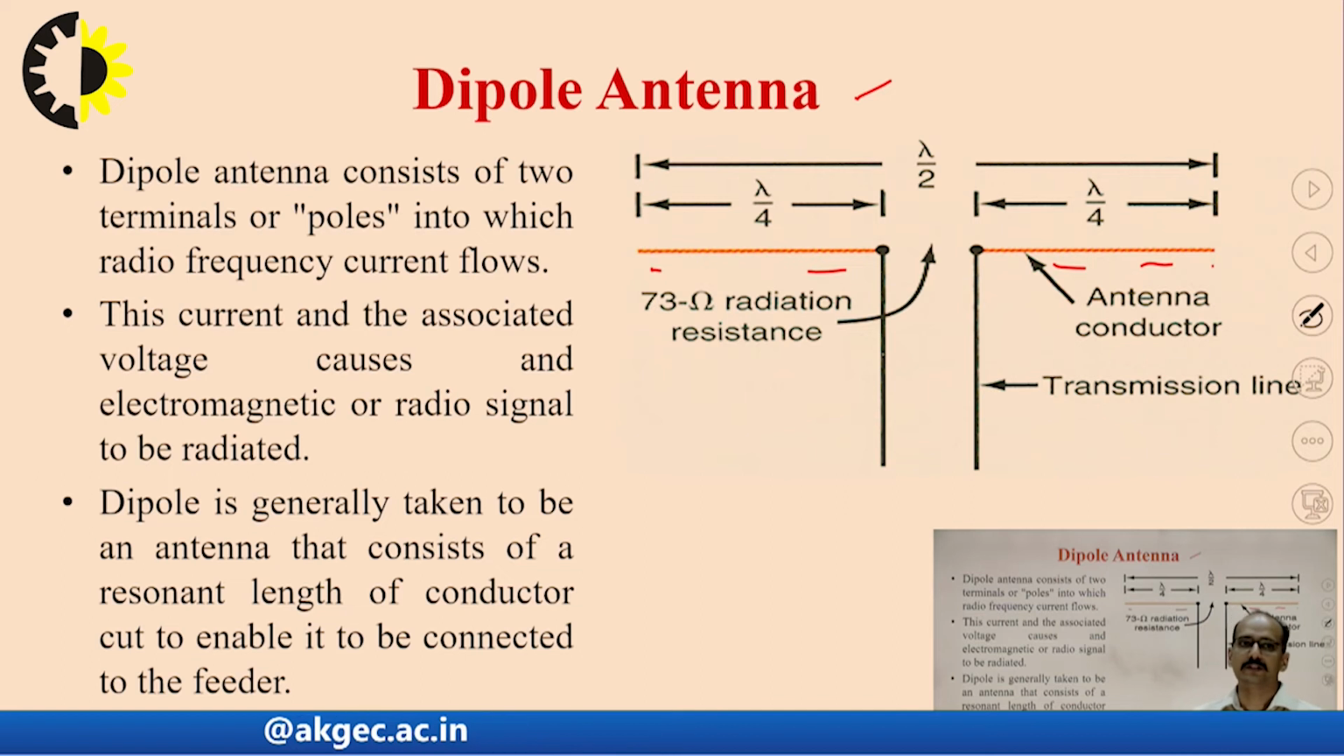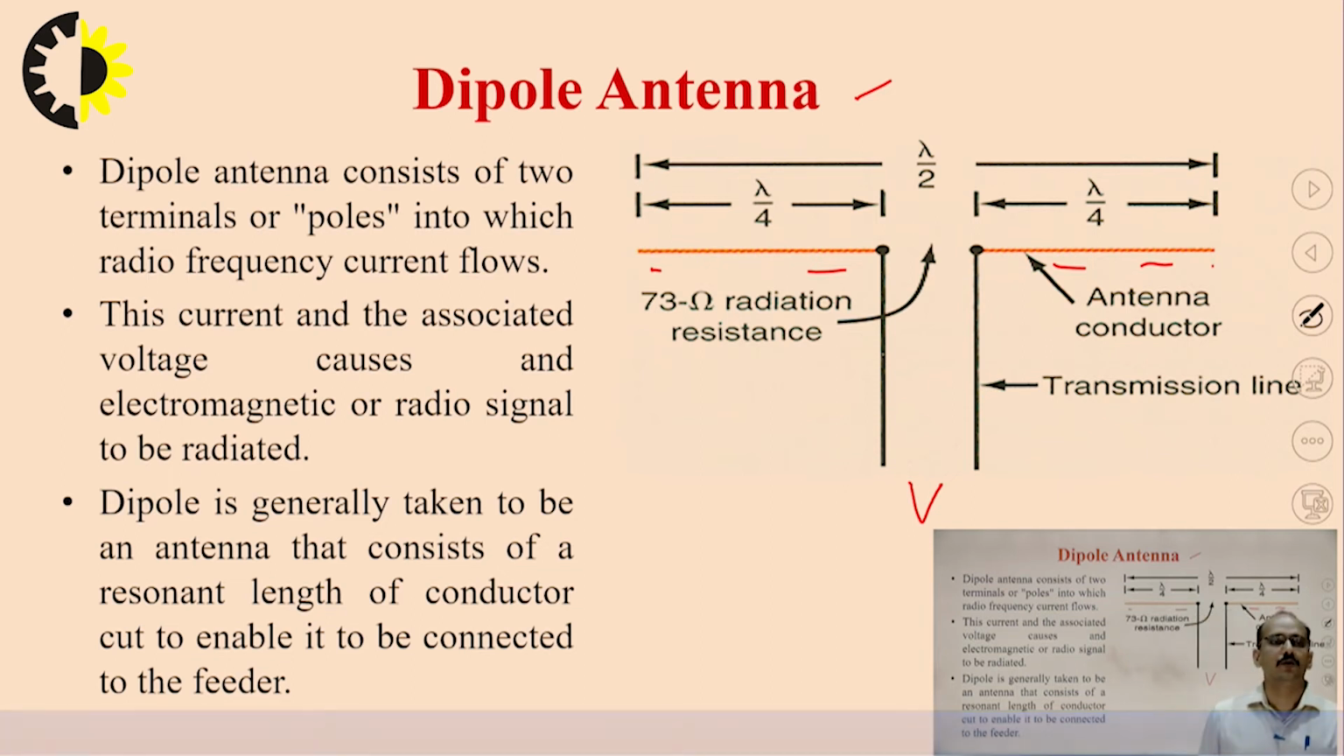As per the reciprocity theorem, if you place the dipole antenna in a specific electromagnetic field, it will again generate a voltage at the output of the transmission line. It means the dipole antenna can be used for both transmission and receiving. The dipole is generally taken to be an antenna consisting of a resonant length of a conductor cut to enable it to be connected to the feeder. That is basically related to the design of the dipole antenna.